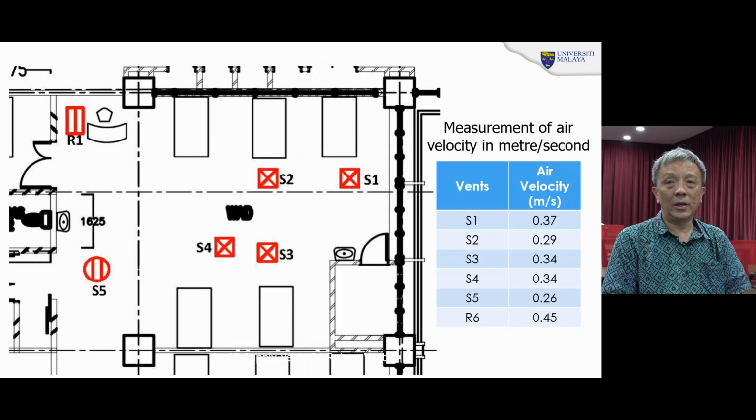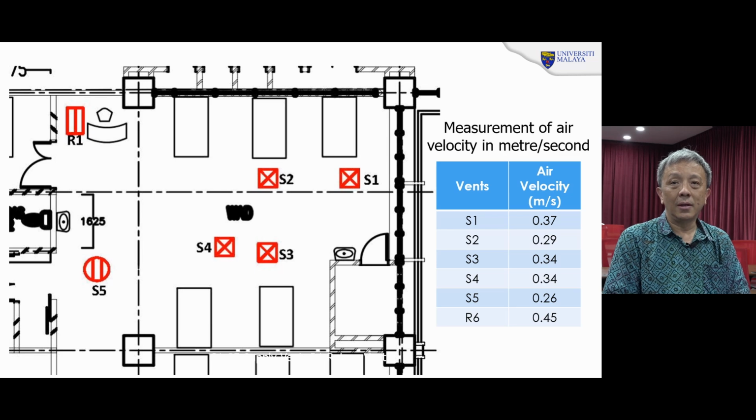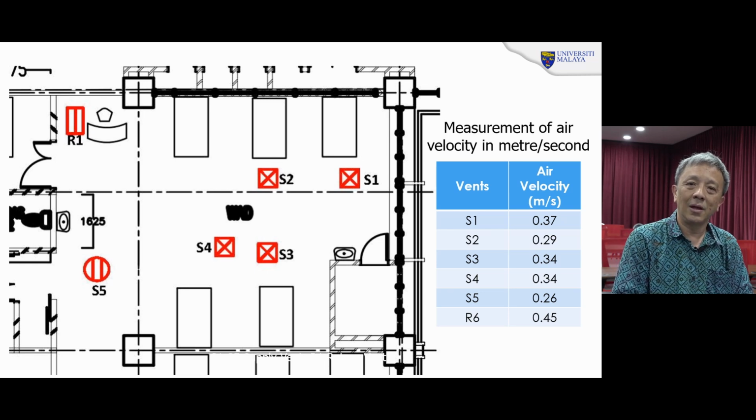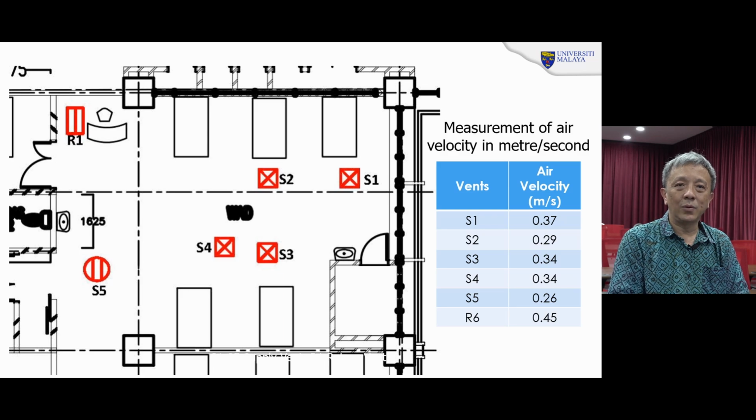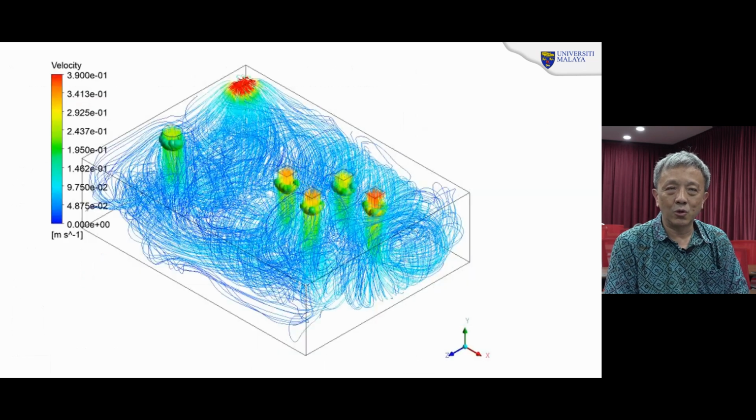This is the measurement that we recorded. We have 5 supply vents and 1 return vent, and the air velocity is as indicated, the average air velocity as shown in the table. So we put all that information into the computer, and then we ran computational fluid dynamics, and you can see the diagram as shown below.